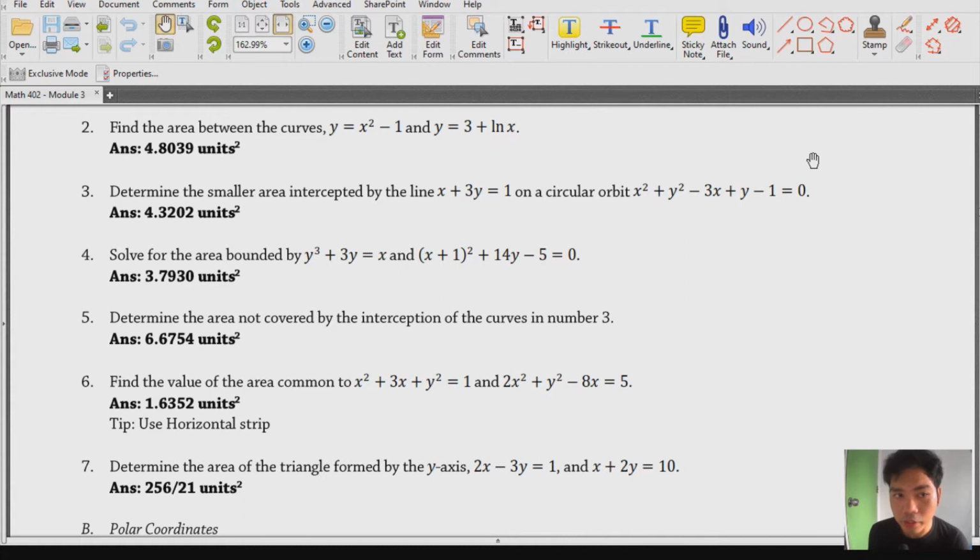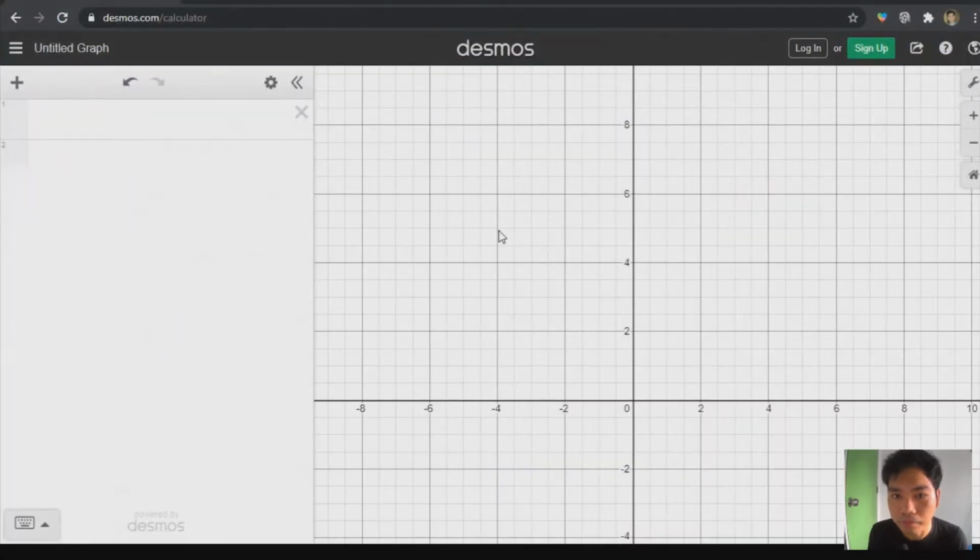Okay, so let's proceed to number 4 and solve for the area bounded by y cubed plus 3y is equal to x and (x plus 1) squared plus 14y minus 5 is equal to 0. Again, the first procedure that we have to follow here is graphing the equation. So I'll be using Desmos again, just to show you how it is done using Desmos.